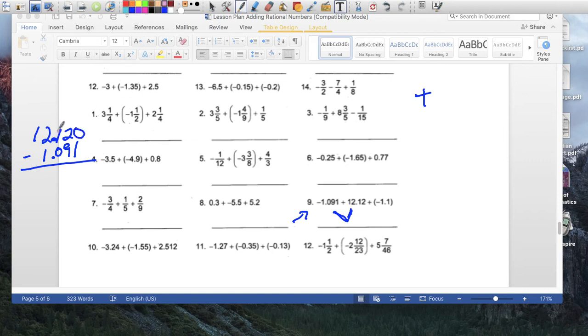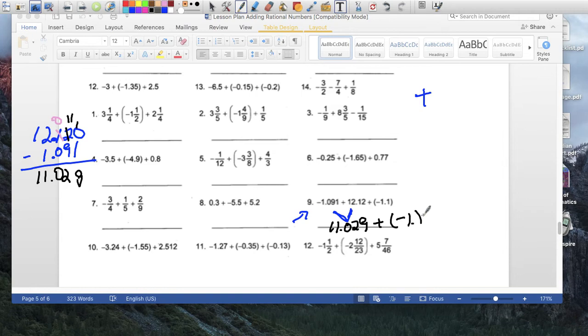I'll do some borrowing from this. So the 1 becomes a 0. The 12 is going to become 11, and that 10 is going to be 10. 10 minus 1 is 9, 11 minus 2, 11 minus 9 is 2. That's going to be a 0, 2 minus 1 is 1, and you're going to get 11. So this is going to give you 11.029 positive. We're now adding that to a negative.